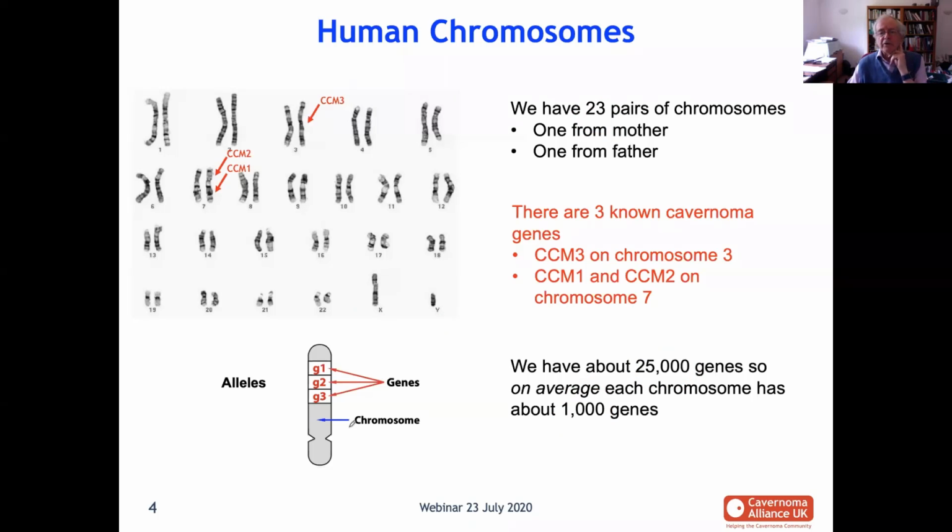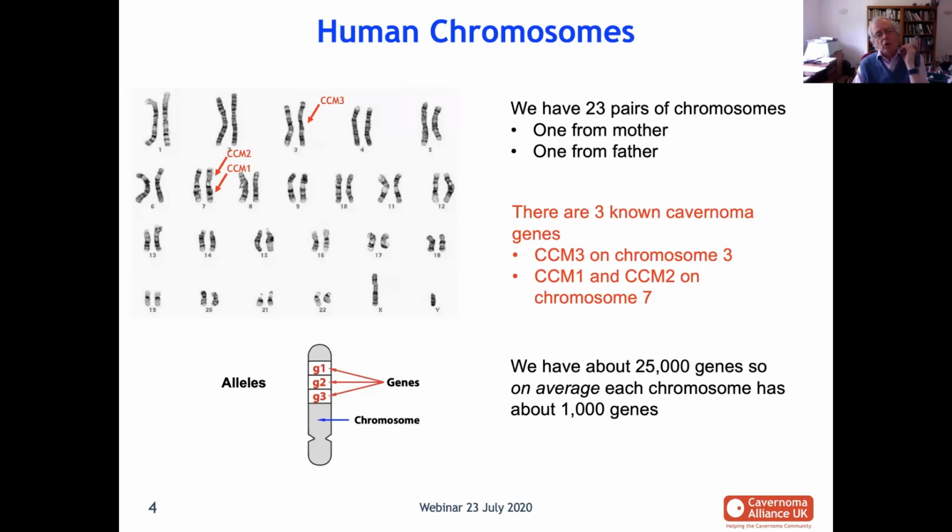Okay, now there are 3 cavernoma genes. They're known as CCM1, CCM2, and CCM3. CCM3 is on chromosome 3, so here it is on chromosome 3 somewhere. I'm not sure exactly where, but maybe here. And CCM1 and CCM2 are on chromosome 7. Here they are over here on chromosome 7.